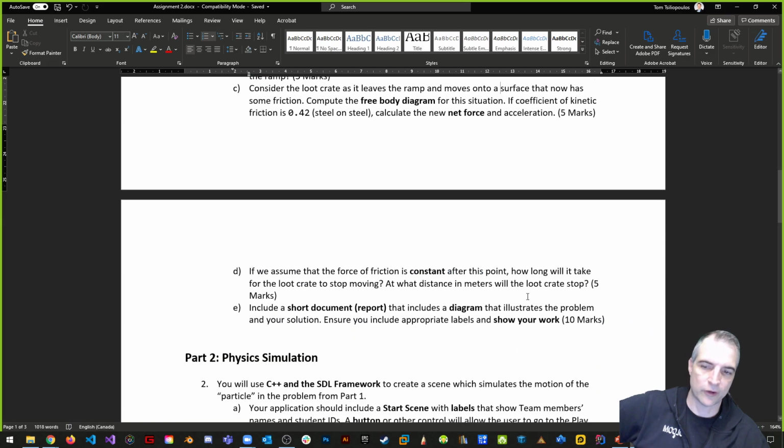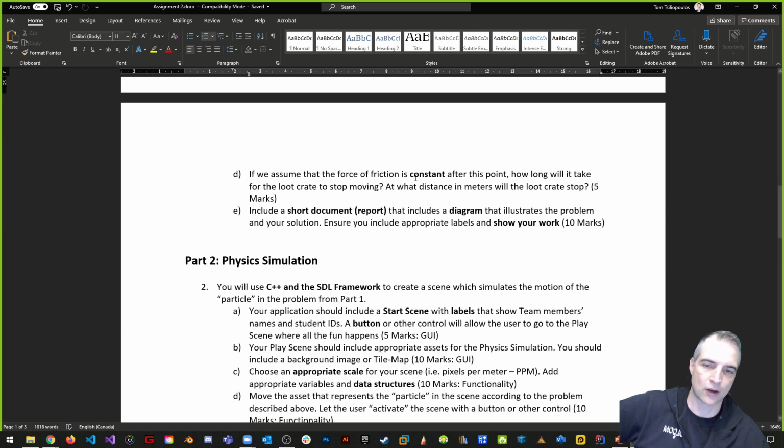Okay? If we assume that the force of friction is constant after this point, how long will it take for the loot crate to stop moving, and at what distance in meters will the loot crate stop? Okay, so I want these details. Do this in a short document. Show me your work, your diagram, illustrating the problem and everything else.